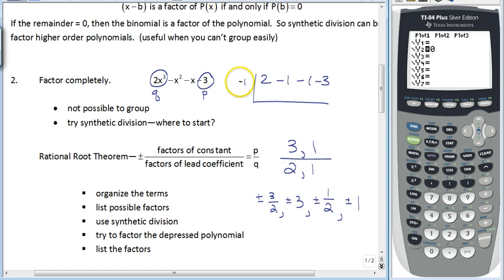And if that didn't work, then you try a negative 1. If that didn't work, then you try a negative 1/2. If that didn't work, you'd try a positive 1/2. And you would keep on guessing until you got one that has no remainder. Sounds like a lot of fun, right?